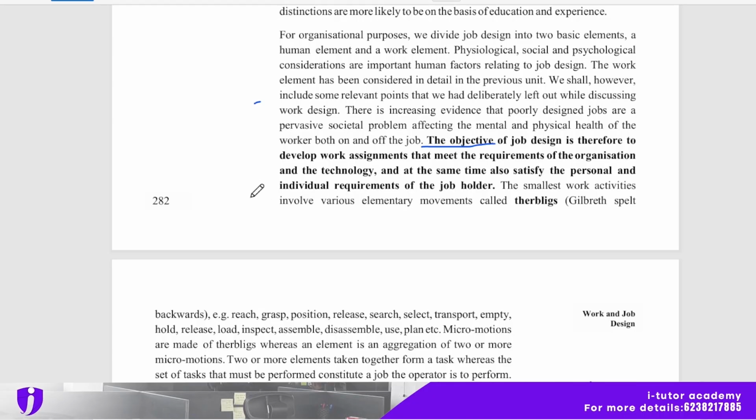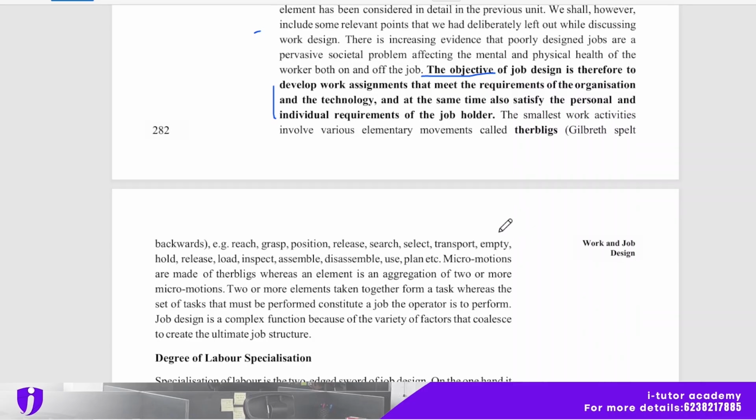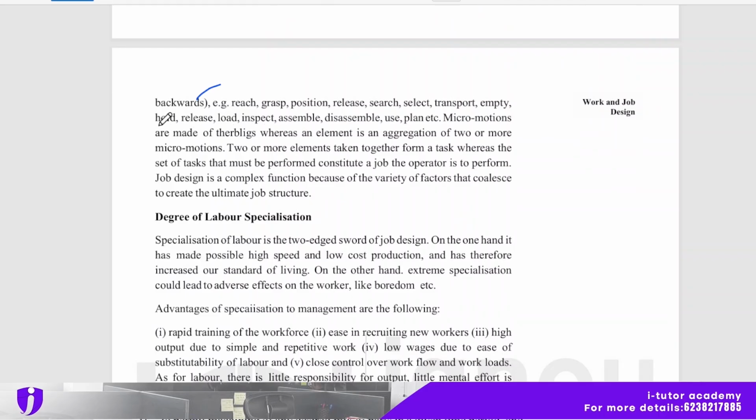And the objective of job design is therefore to develop work assignments that meet the requirements of the organization and the technology, and at the same time also satisfy the personal and individual requirements of the job holder. And the smallest work activities involve various element movements called Therbligs, that is Gilbreth spelled backward. Examples: reach, grasp, position, release, search, select, transport, empty, like that.